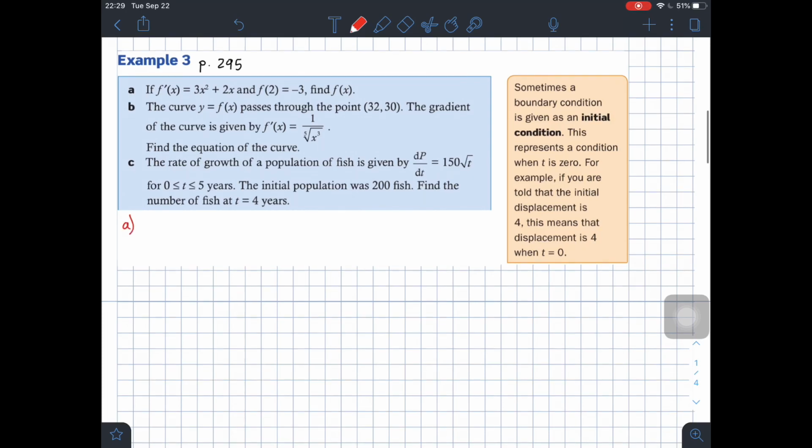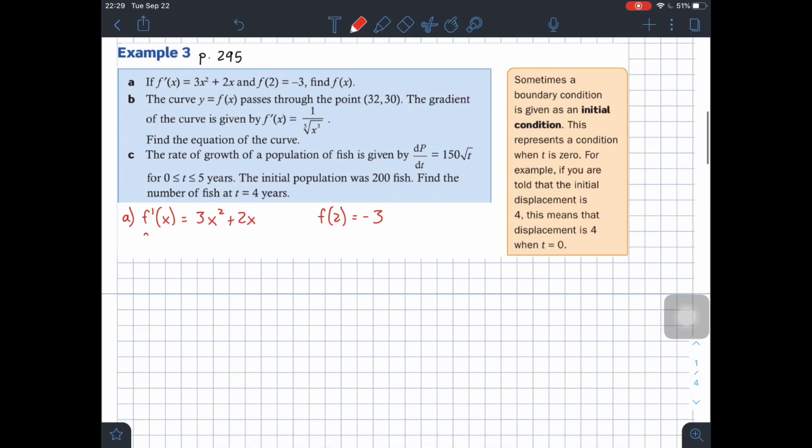We're given the information that f prime of x, the derivative of the function f, is 3x squared plus 2x. And we're given the information that f of 2 is equal to negative 3. And we want to find f of x. If we want to find f of x and I have f prime of x, I will have to apply integral, right?